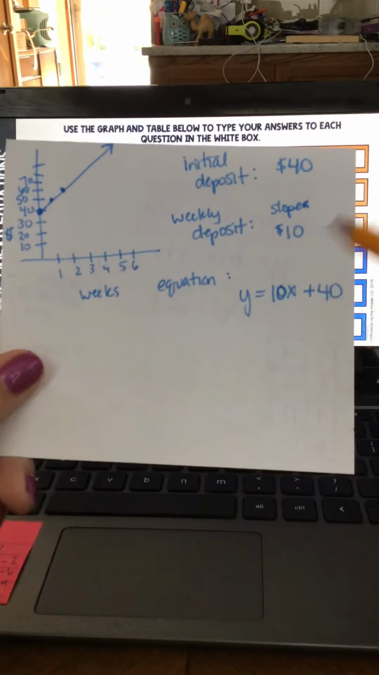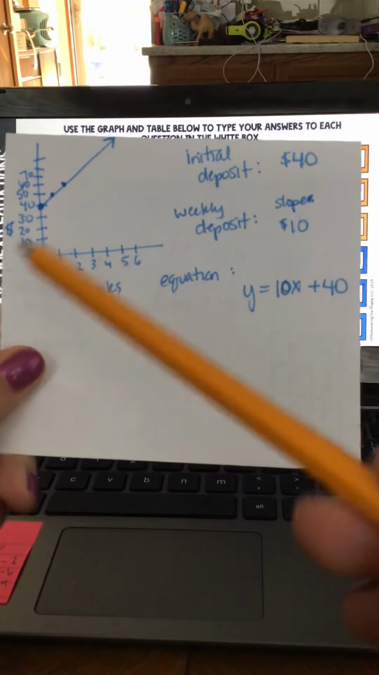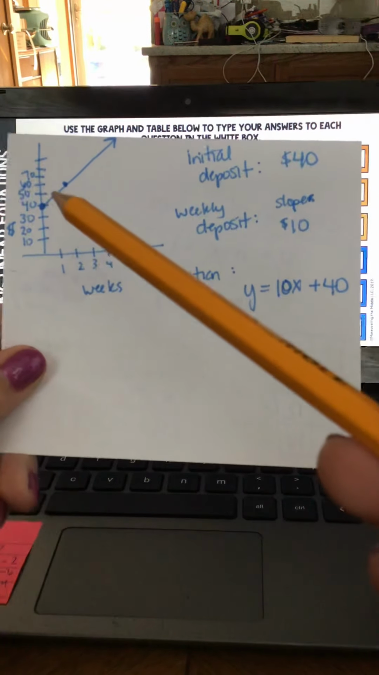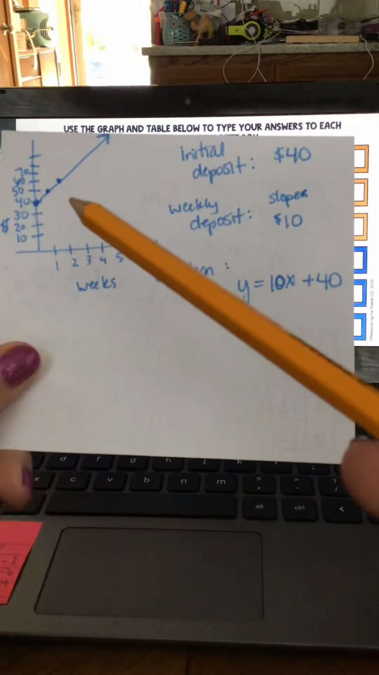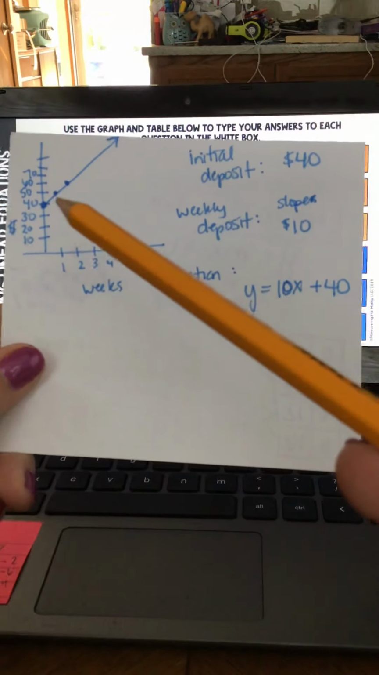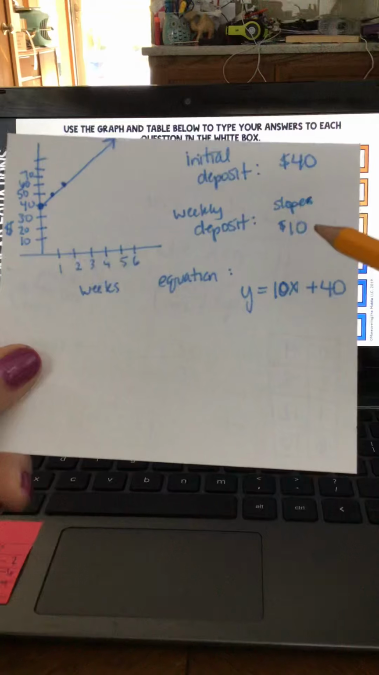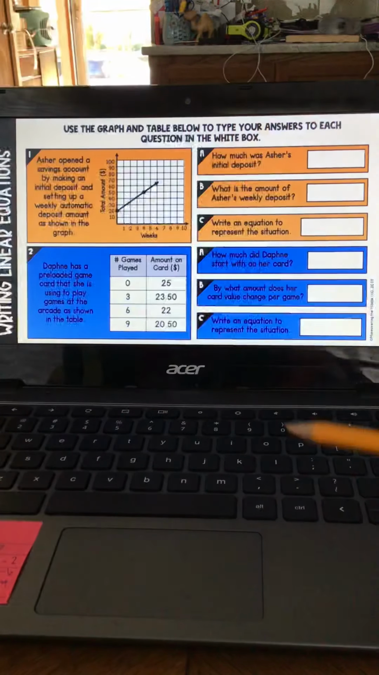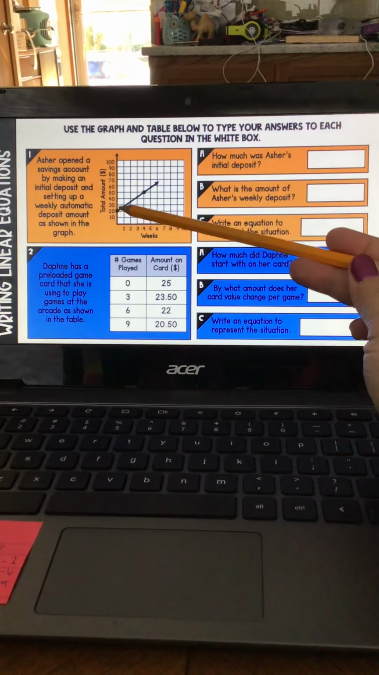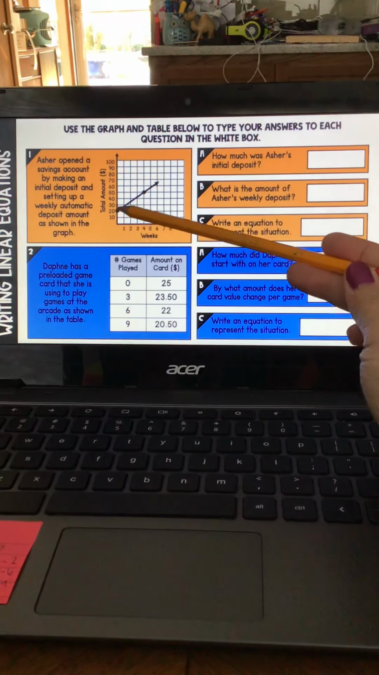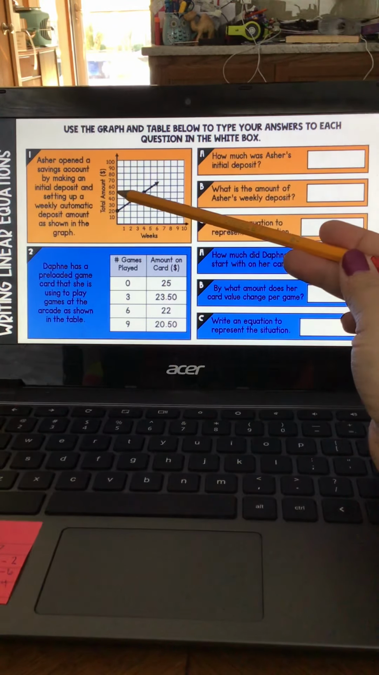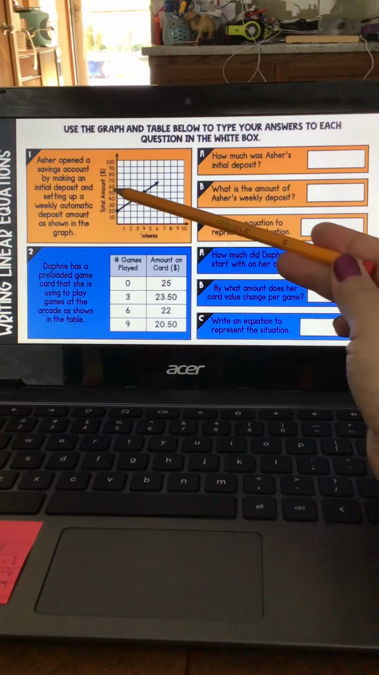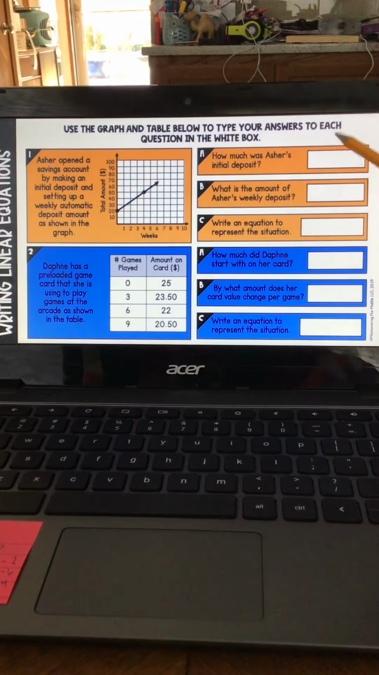To figure out your weekly deposit, you need to figure out the slope. If you look at my slope, I went up 10 per 1 week. Make sure you pay attention to the scale because that's going to make a difference. So my weekly deposit was $10 per week, which means that the equation of my line would be 10x plus 40. For this guy, his initial amount was 20, but you need to go up. He went up $30 over 4 weeks, so it's $30 divided by 4. That's going to be how much your slope is. So you're going to type those in the boxes.